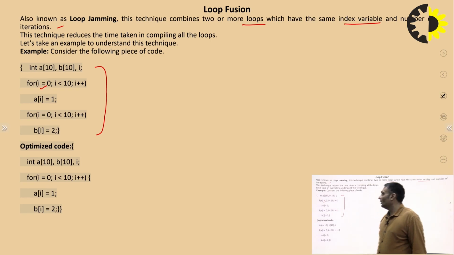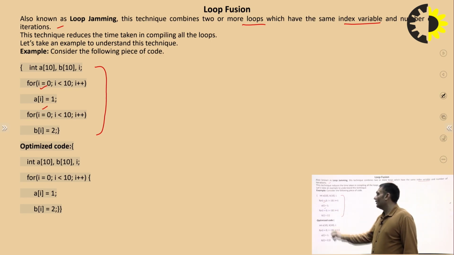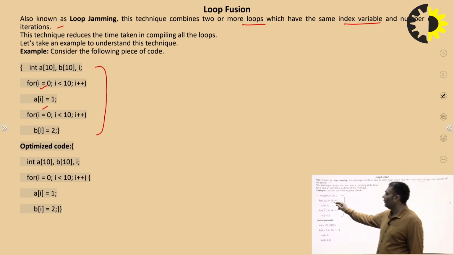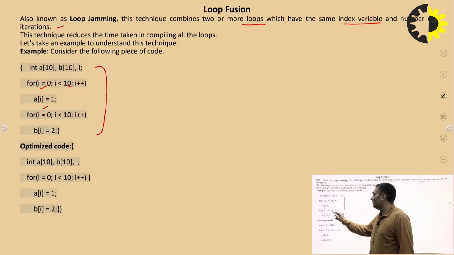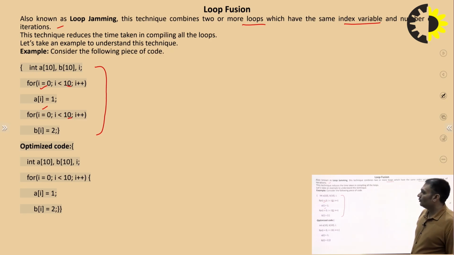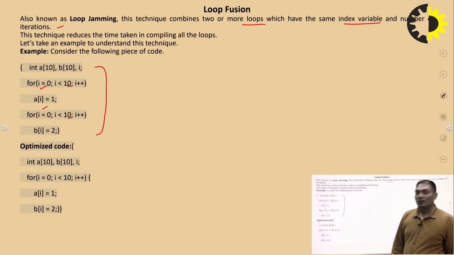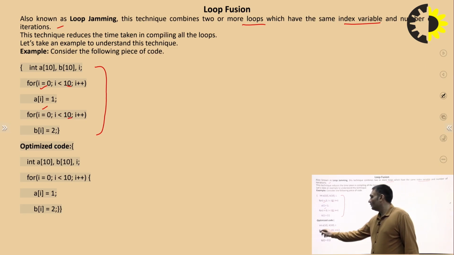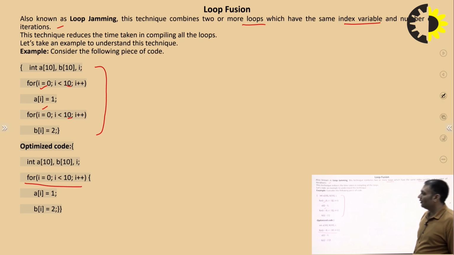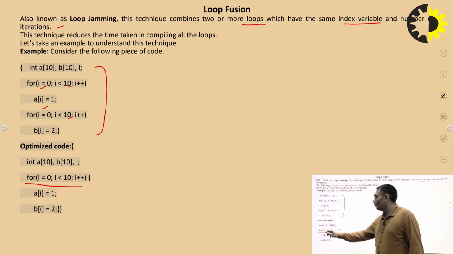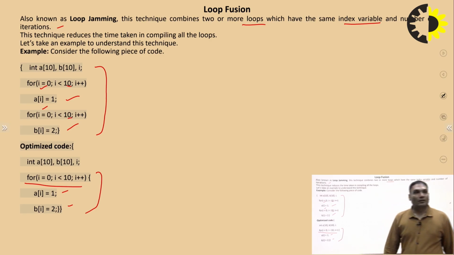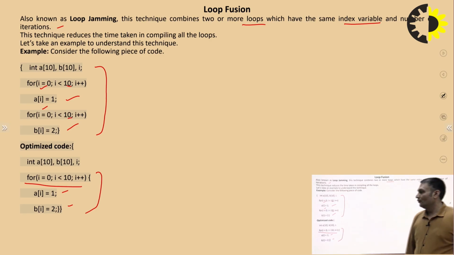Here index value I, and both have the same iteration, 10, 10. So why are we running these two loops when we can do the things using a single loop? So we will just merge these two loops into a single one, and the statements written inside the loops will be written inside the single loop. This technique is called loop fusion.